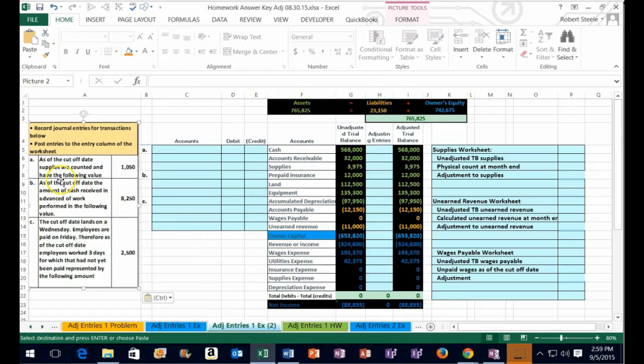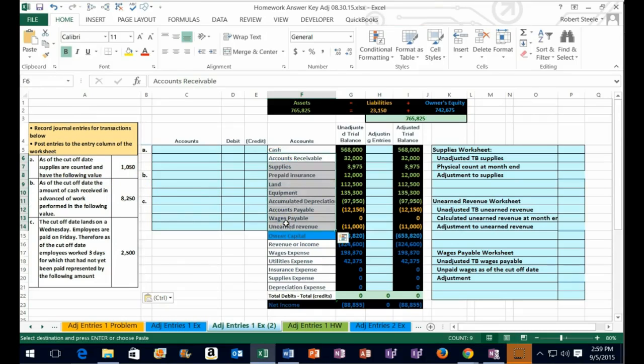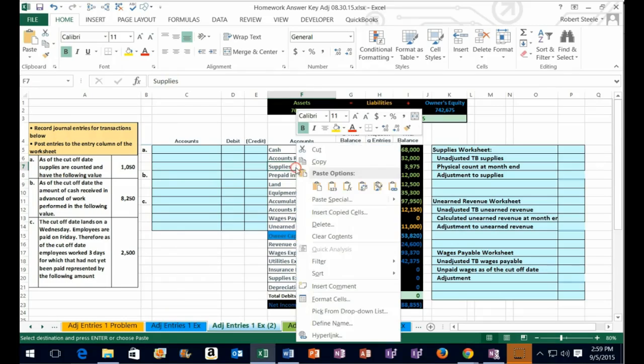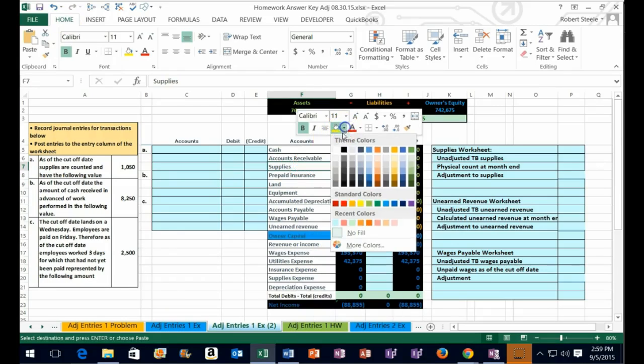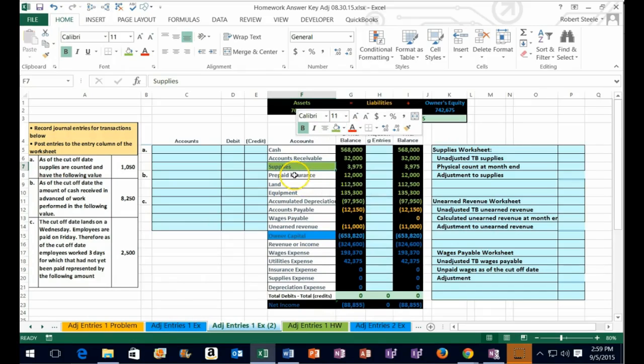As of the cutoff date, supplies are counted and have the following value, 1,050. So what that means is, well, first, what accounts are we going to be adjusting? Let's take a look at the balance sheet accounts above the blue line. What account would be related to supplies in this case? And it's not a trick question. We see supplies right there. That's an account that will be affected. I'm going to go ahead and make that a different color. I'm going to make it green to indicate that we will be working with that account.